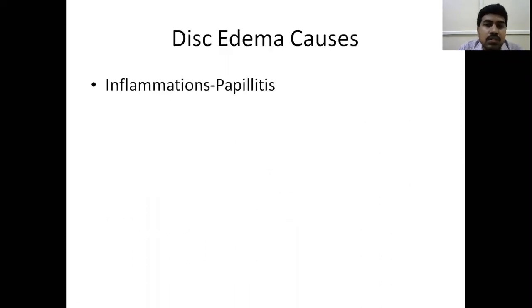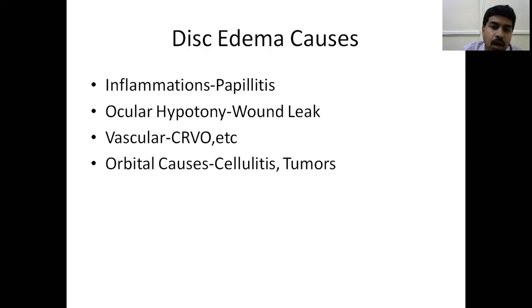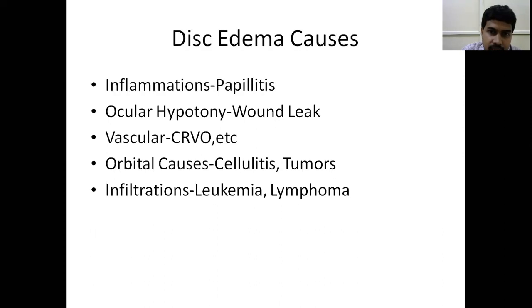Okay. So what are the causes of disc edema? This is disc edema, not papilledema. That is in general. Active causes like inflammation, papillitis, and ocular hypotony. Suppose the optic nerve is here and the eyeball is shrunken. When the eyeball shrinks, the pressure in the eyeball drops, and the blood automatically flows from there to here. Because of gravity, the axoplasm also stays in the optic nerve. It doesn't go back to the intraorbital part. This is the stasis of the axoplasm, which causes the leak here, like wound leak after cataract surgery. Similarly, vascular occlusions like CRVO, orbital causes like cellulitis or tumors, infiltrations like leukemia, lymphoma. All these things cause disc edema.